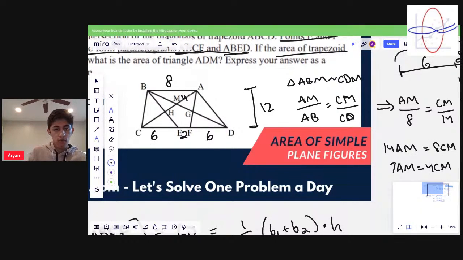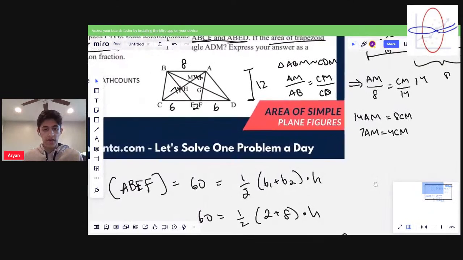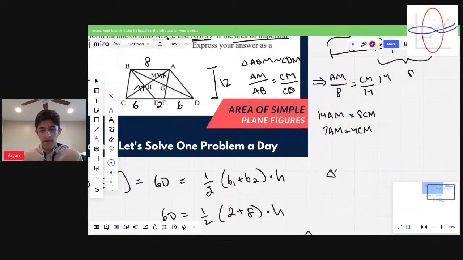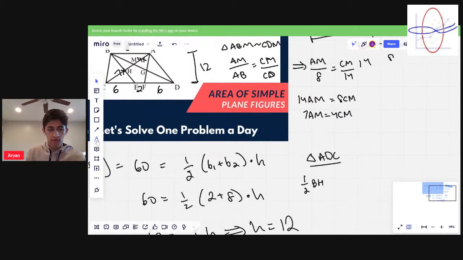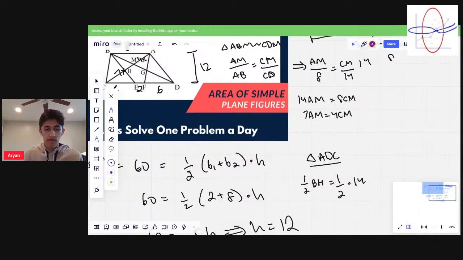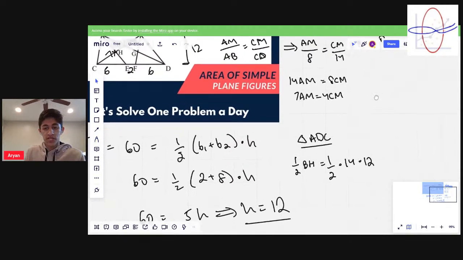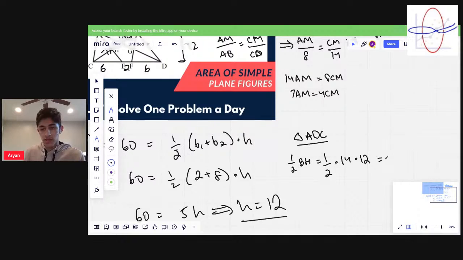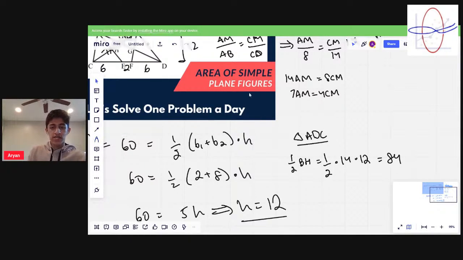So if I call AM 4x, then CM is 7x. That helps us now, because if we look at triangle ADC, we can find the area of that. The area of triangle ADC is half base times height. Our base is CD, which we know is 14, and we found our height is 12. The height of the trapezoid is also the height of that triangle. So we have half of 14 times 12, and that is just 84. So the area of triangle ADC is 84.